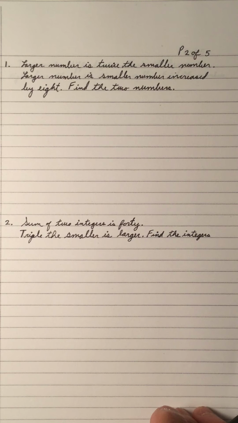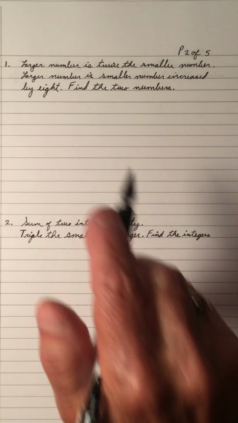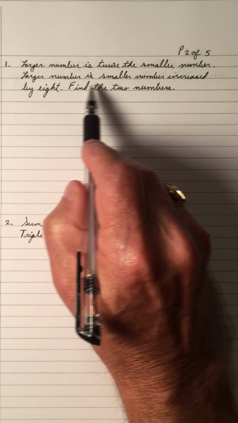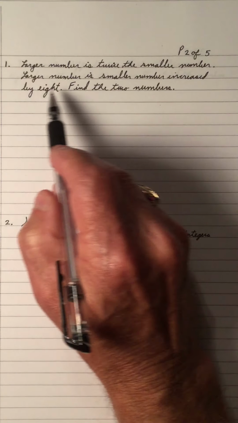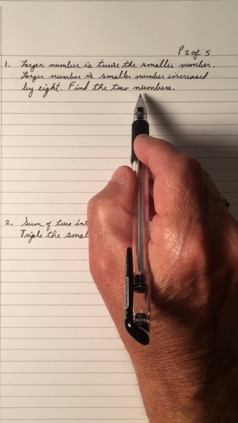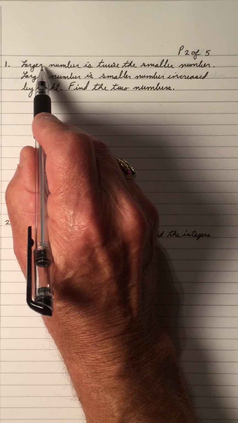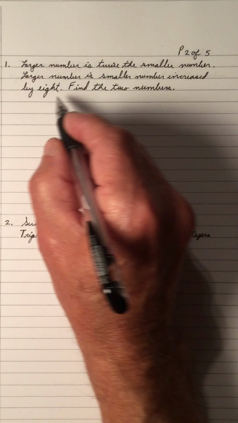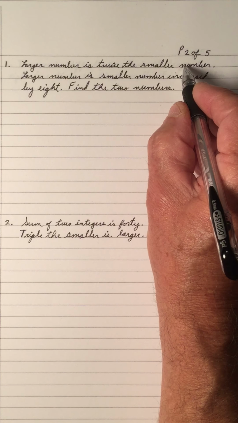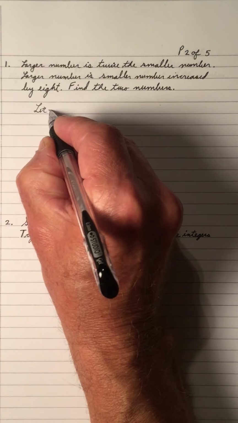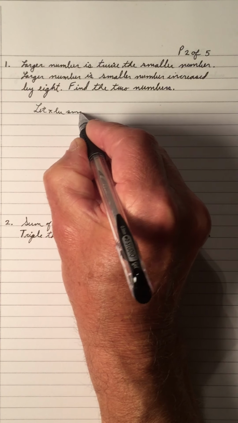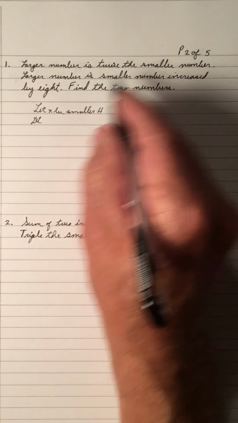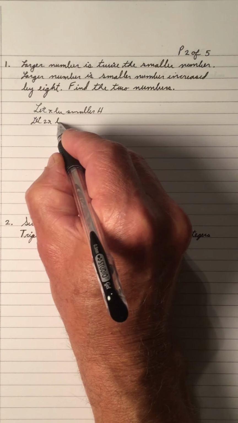Let's review by working out some of the problems. A larger number is twice the smaller number. The larger number is the smaller number increased by 8. Find the two numbers. The first sentence gives us the relationship between the two numbers. The larger number is twice the smaller. So I'm going to let x be the smaller number, and the larger number is 2x.